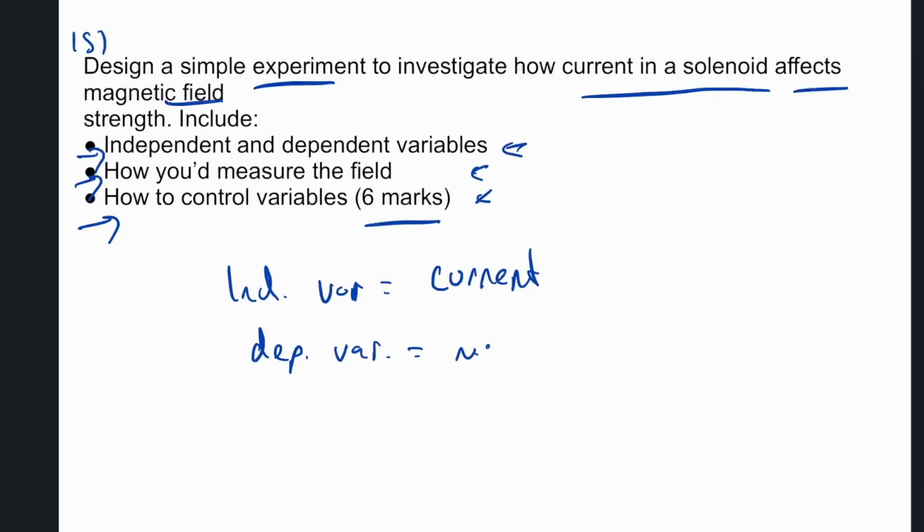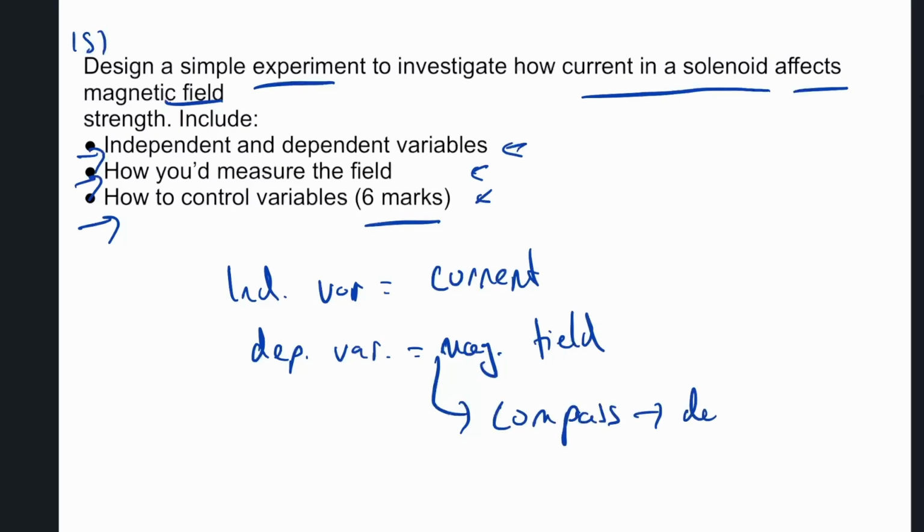So that's what you can write. So I'll just write MF. The next part then is how you'd measure the field. Well, what could we use to measure this magnetic field? One thing that you guys might be familiar with is compasses, so magnetic compasses. You can use this to measure the deflection of the compass, and that will give you an indication of how strong the field is.